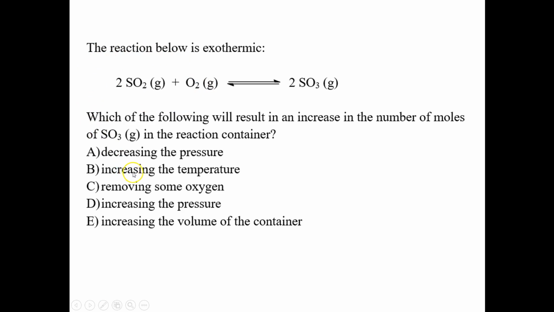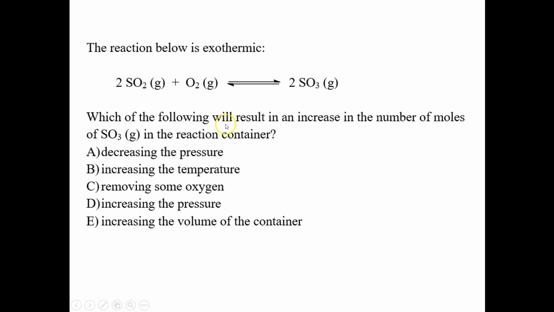What about increasing the temperature? Well, it says that this reaction is exothermic and therefore heat is a product. If I increase the temperature, I'm adding a product, which is going to shift it back toward reactants. That's not my answer. If I remove some oxygen, I'm removing a reactant. Remember, the effect of decreasing a concentration of a reactant is to shift the equilibrium back toward reactants. So that's not my answer.